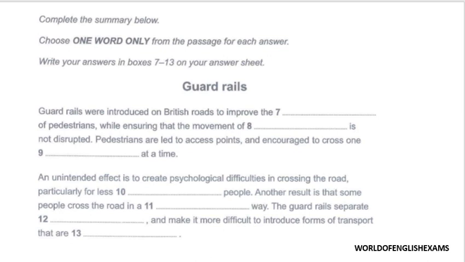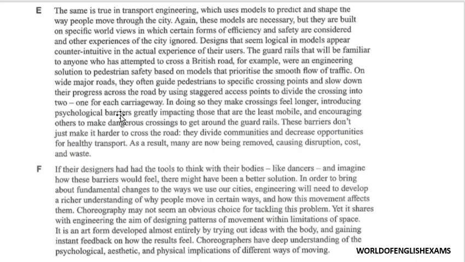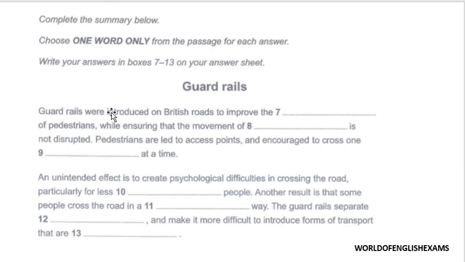Movement of dash, that means you are looking for movement of something and it is not disrupted, that means it's not disturbed. So let's see. Okay, so based on the model that prioritizes the flow, meaning movement, flow of what? Traffic. So what's the answer for the eighth blank? The movement of traffic is not disrupted. So traffic is the answer for the eighth blank.